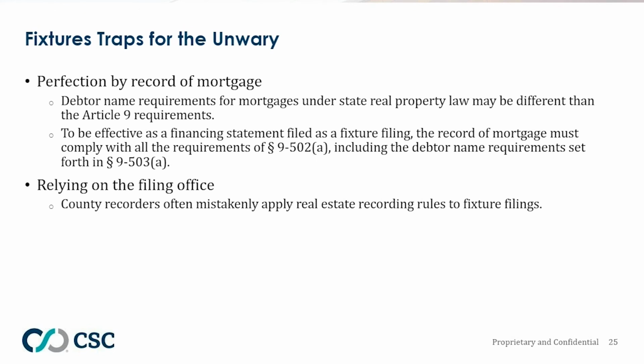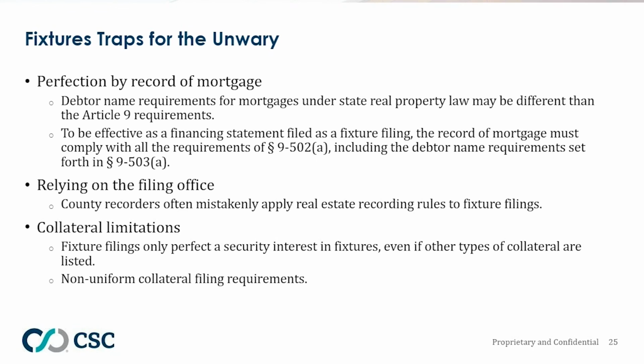Another issue is collateral limitations. A fixture filing only is going to perfect the security interest in fixtures, timber to be cut, minerals to be extracted, even if other types of collateral are listed. And that's because it's not the right filing office. If it's a fixture filing, the county real estate records are not the correct filing office for equipment, fixtures, and so forth, even if they're located on the real property.